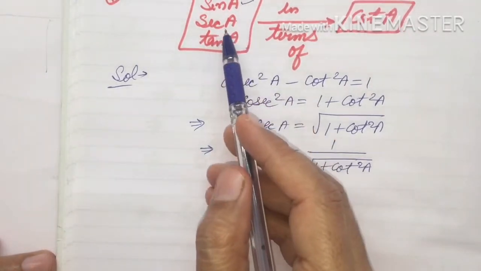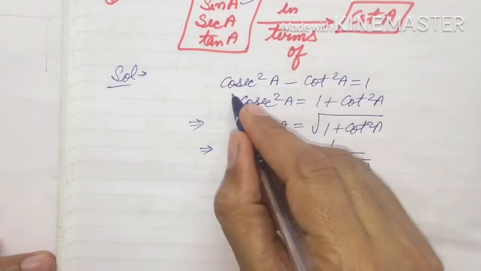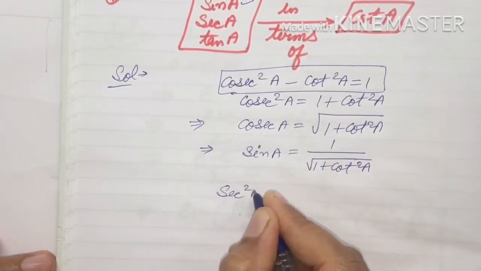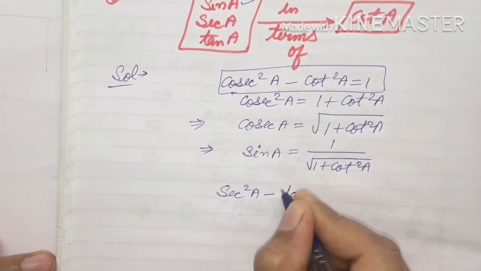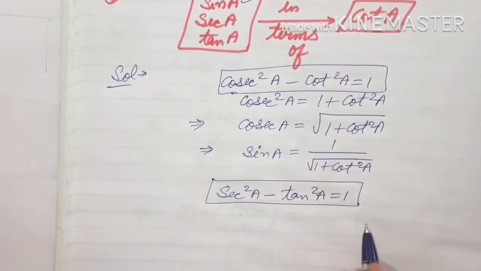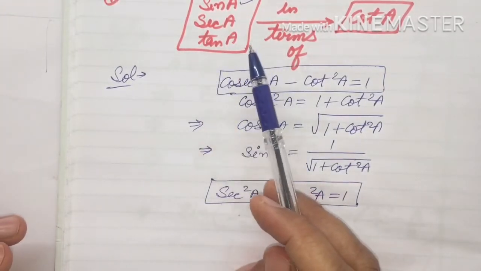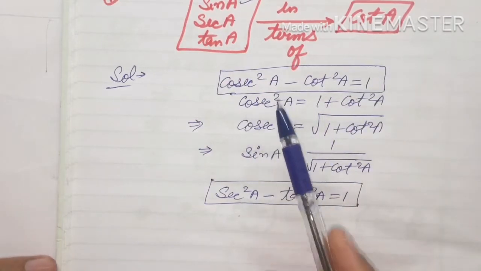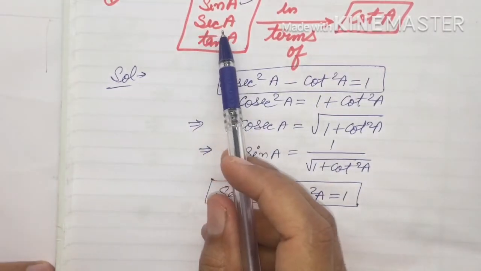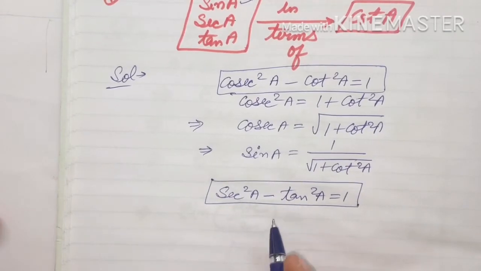Next we will take secant A. For this, the first identity we used was this one. The next identity, for secant, we can use is secant square A minus tan square A is equal to 1. So students, you should use these identities wisely. You can check in the question which trigonometric ratio you have to convert into which form. According to that we can choose the trigonometric identity. Because here we have to change secant, the secant square identity will be helpful for us.